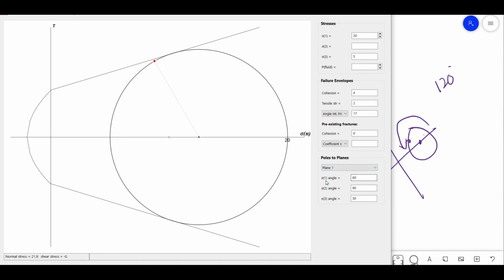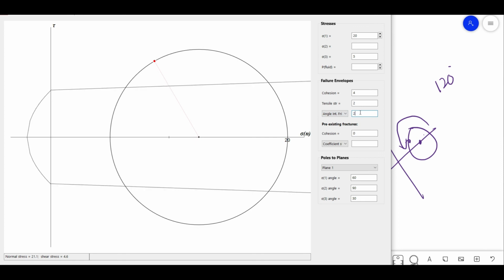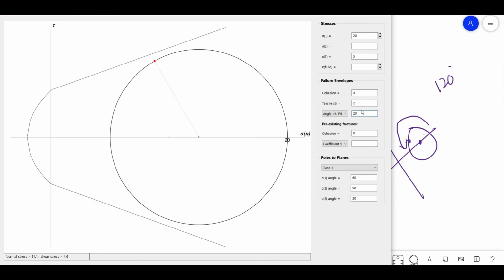So we'll take the sigma 1 angle as 60, 90, and this one is 30. And what I shall do is, in the angle of internal friction, instead of putting 17, we'll put the value of 20 degrees. So now this circle is somehow more stable than the previous one.